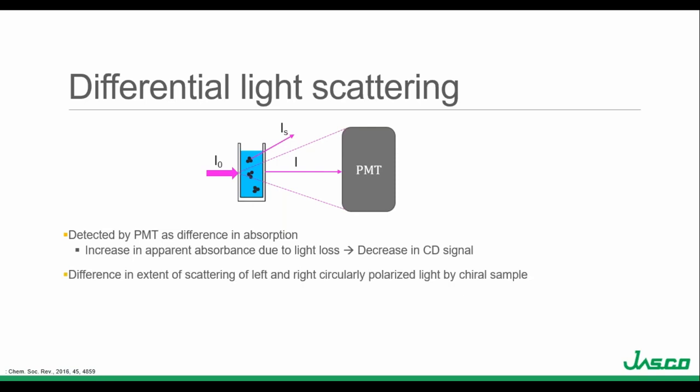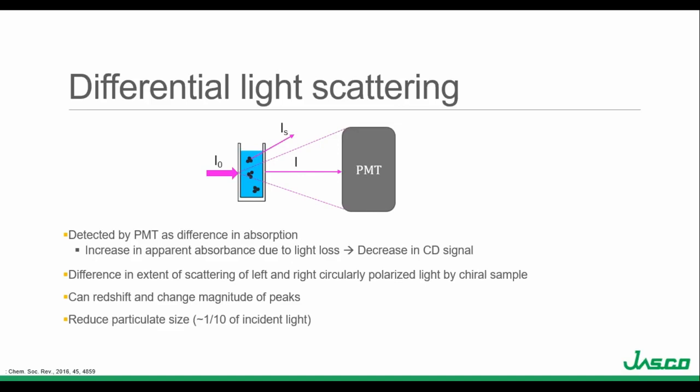Because chiral samples have different refractive indices for left and right-handed circularly polarized light, the amount of scattering for the left and right-handed light components can differ, which is going to change the magnitude of the CD peaks and distort the spectrum. The distortion of the spectrum and the extent of the scattering is dependent on the size and shape of the particles and the refractive indices of the sample and the solvent.